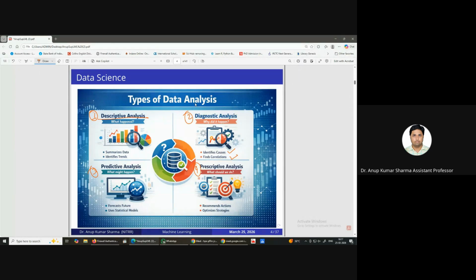So first is descriptive analysis, second is diagnostic analysis, third predictive and prescriptive analysis. Descriptive analysis means when the data are given, what data we have. Simply, the data we have, so we make it meaningful. How do we make it meaningful? By calculating their average, median, mode, scoring, and some other values, by which we can understand what has happened.